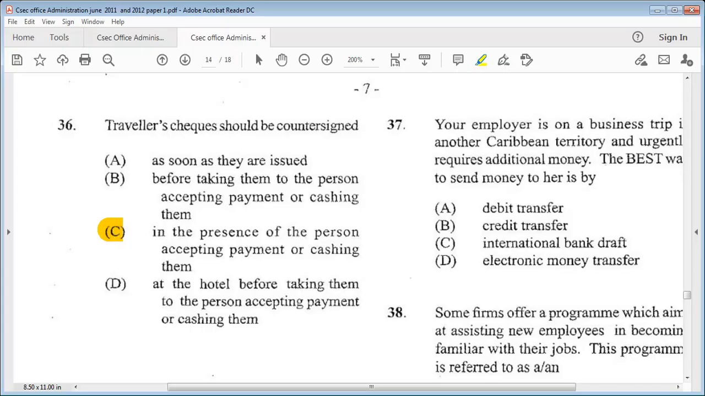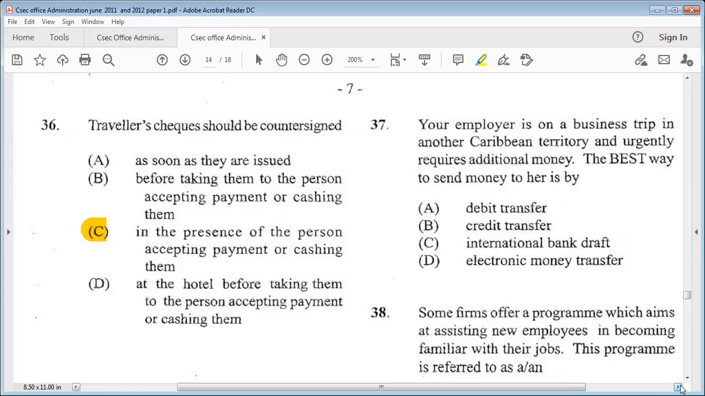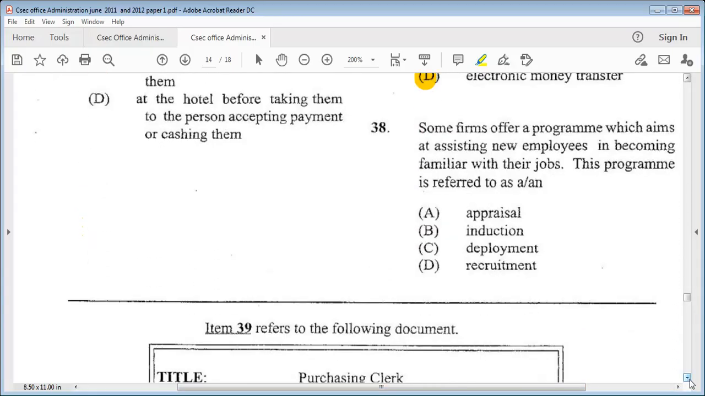Let's go to 37. It says, your employer is on a business trip in another Caribbean territory and urgently requires additional money. The best way to send money to her is by A. Debit transfer, B. Credit transfer, C. International bank draft, or D. Electronic money transfer. Our answer is D. Electronic money transfer. Let's go on to number 38.